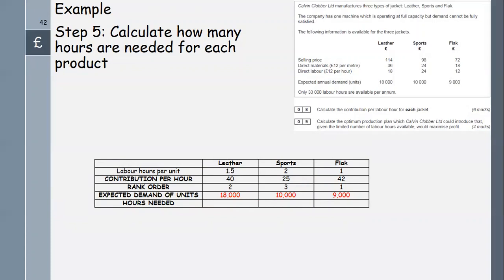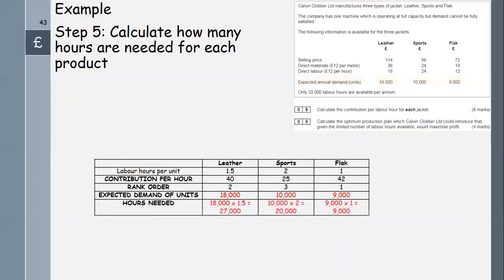Sport takes 2 hours per unit, and we expect to be able to sell 10,000. So sport will need 20,000 hours. Flak, 1 hour to make, 9,000 we expect to sell. So altogether, 9,000 hours are needed. So I'm going to fill in the bottom row there. Okay, but we know we've only got 33,000 hours. Add those up at the bottom, that comes to more than 33,000. So we look at which ones do we focus on first, and this is where the rank order becomes important.